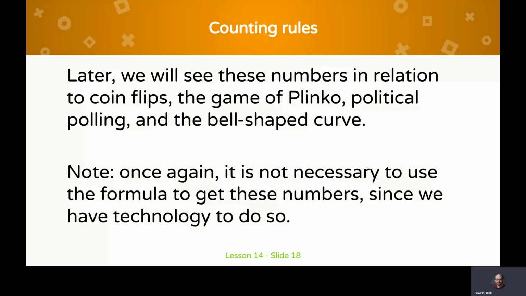Later, we will see these numbers in relation to coin flips, the game of Plinko, political polling, and the bell-shaped curve. Note, once again, it is not necessary to use the formula to get these numbers since we have technology to do so. End of lesson 14.